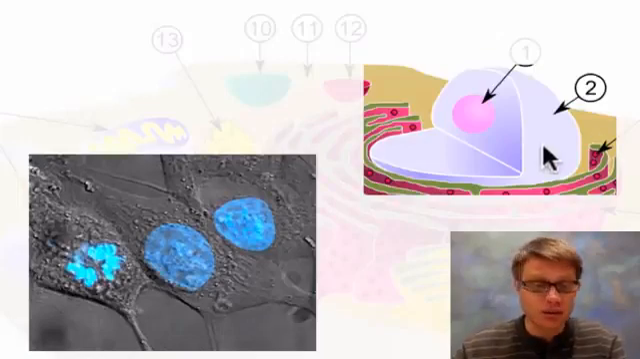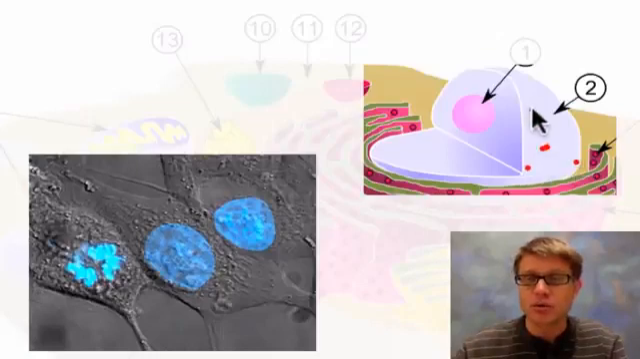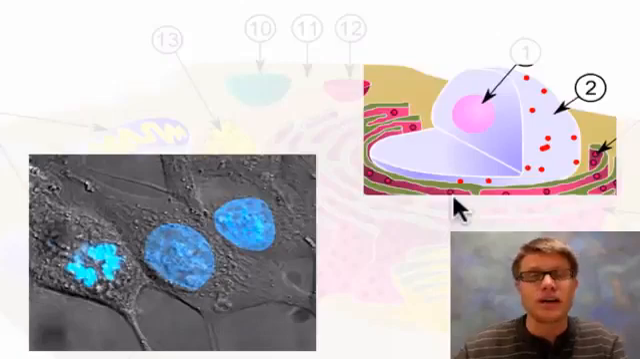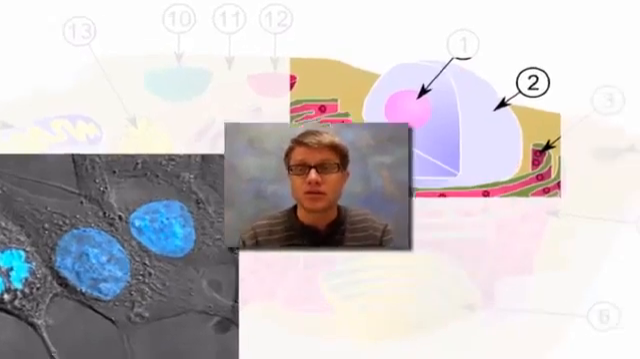And it's also going to have little pores on the outside that'll become important when we start talking about transcription and translation. So there are going to be little holes on it. And that's how material can move out and material can move in through those little holes.